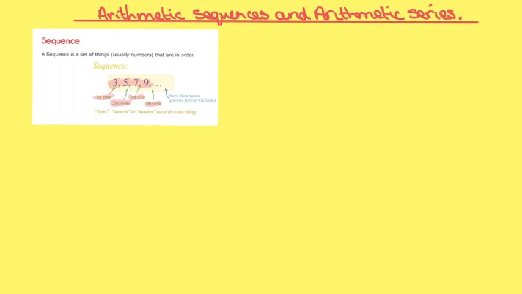If a sequence has 3 dots afterwards, it means it goes on forever, and so it's an infinite sequence. The words term, element, or member mean exactly the same thing.